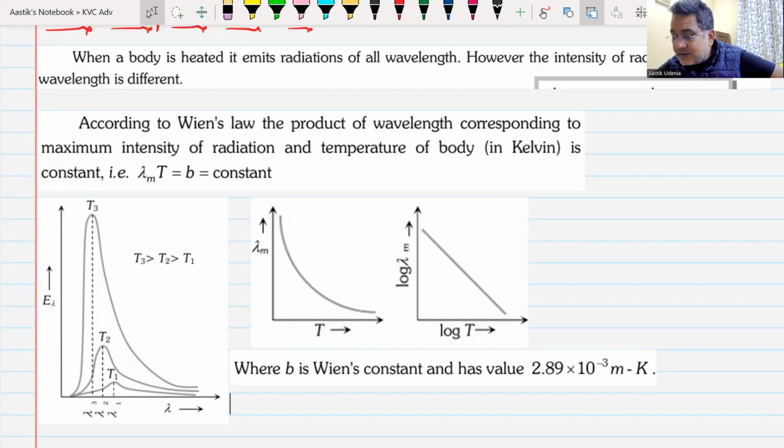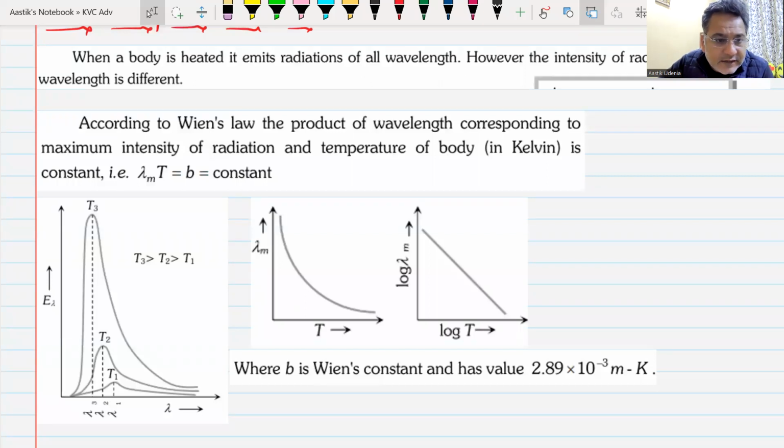Everyone understands this Wien's displacement law? Yes, sir. I'll give you 2 minutes to note it down. Then I'll give you one problem so that you can do this and then we can wind off today's class.